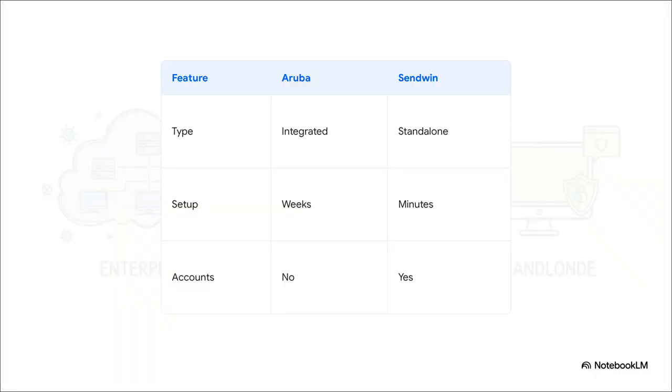And this brilliantly illustrates the divide. When you look at the guide's impartial head-to-head market comparison, the contrast is stark. Aruba, Zscaler, and Palo Alto are all deeply integrated enterprise solutions that take weeks or months to deploy. Send.win is standalone and sets up in minutes. And crucially, especially for agencies or marketers, only Send.win offers native multi-account profile management. It highlights exactly how fundamentally different these use cases really are.